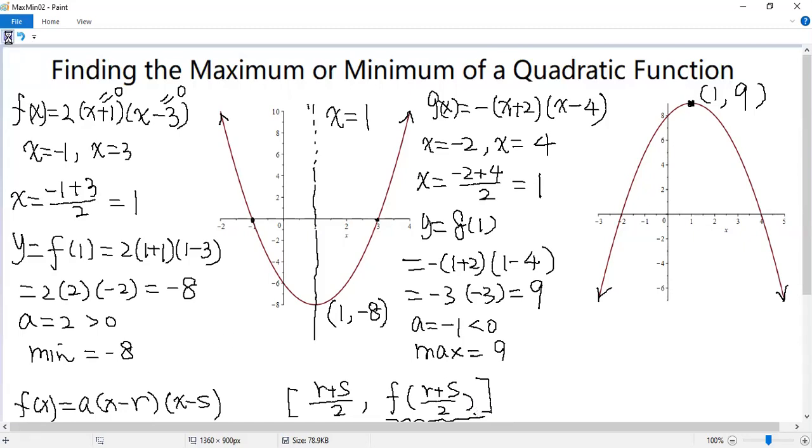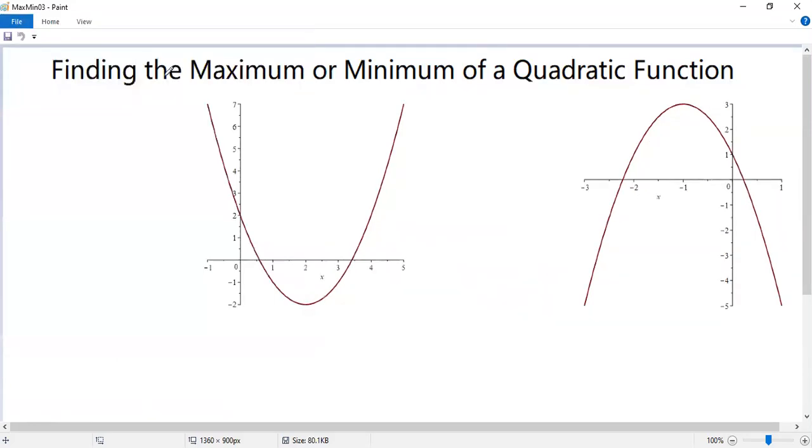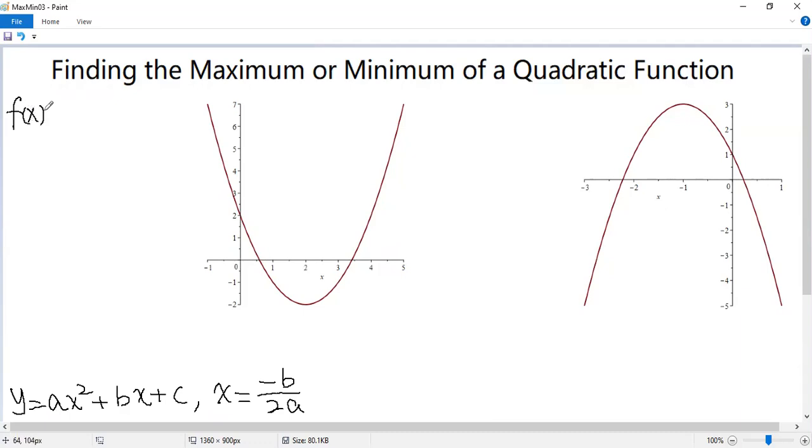Now, let's look at the last form, standard form. If we are given a quadratic function y equals ax squared plus bx plus c, we know the axis of symmetry is x equals negative b over 2a. So let's see an example. f of x equals x squared minus 4x plus 2.